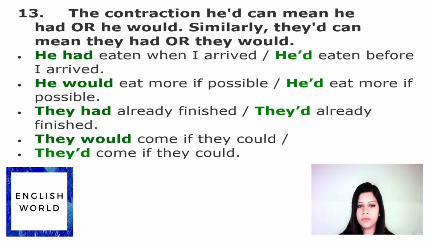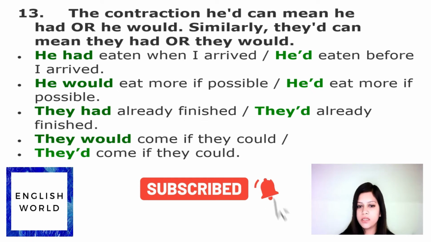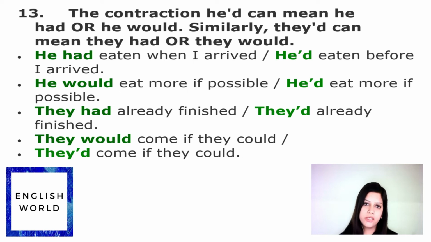He would eat more if possible. He'd eat more if possible. They had already finished. They'd already finished. They would come if they could. They'd come if they could. Mostly while talking fluently, we use contractions, and even sometimes for writing, we use contractions.